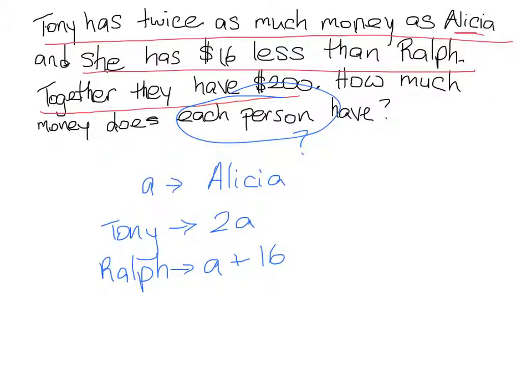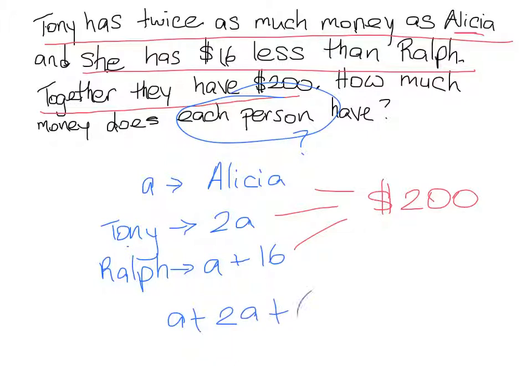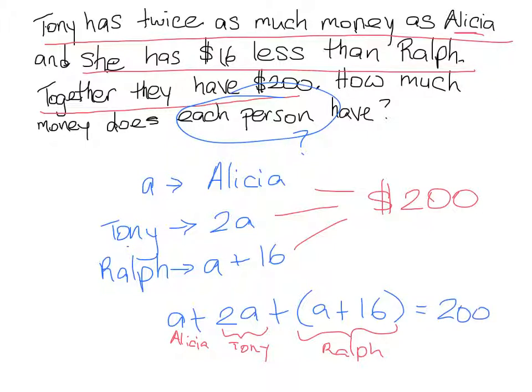All right, so together, all three of them have $200. When you add up all three amounts, you get $200. So A, which is Alicia's amount, that does not look like an A, so let's fix that. All right, so A plus 2A plus A plus 16. Where am I getting these things from? A is Alicia, right? 2A is Tony. And A plus 16 is Ralph. We have that all written above. Well, when you add that all together, you get 200. All right, so it seems I ran out of space. So hold on, I'm going to screenshot this and move on to the next page.